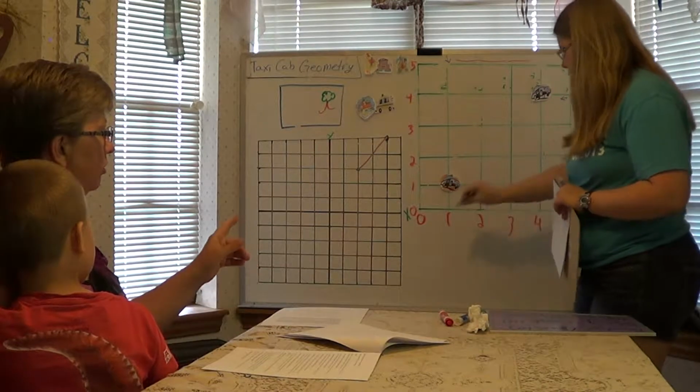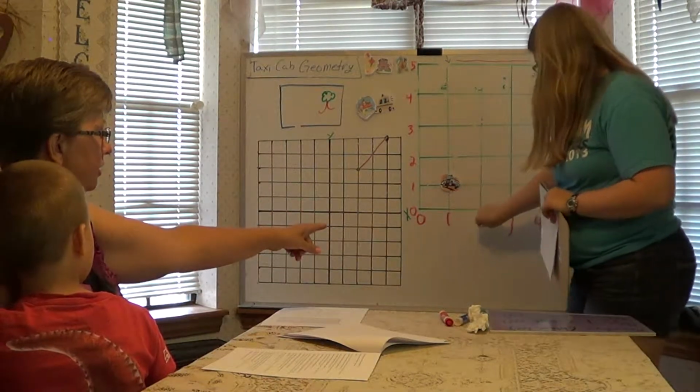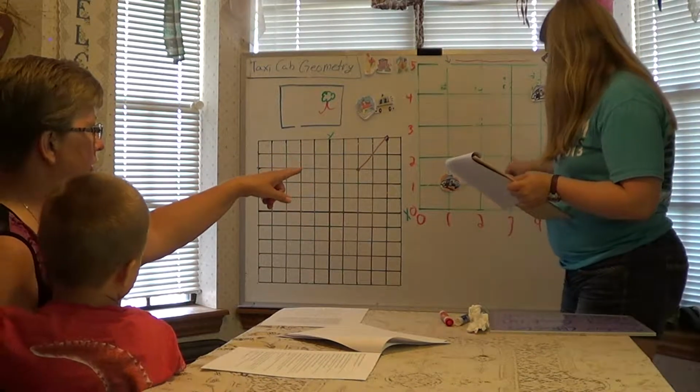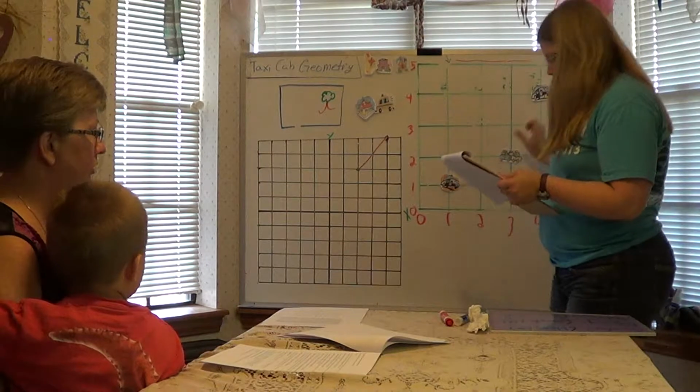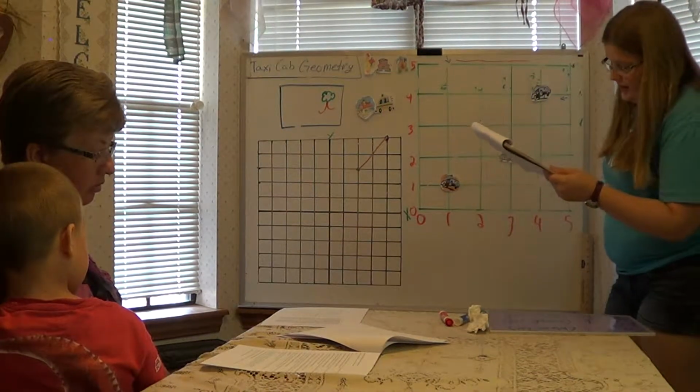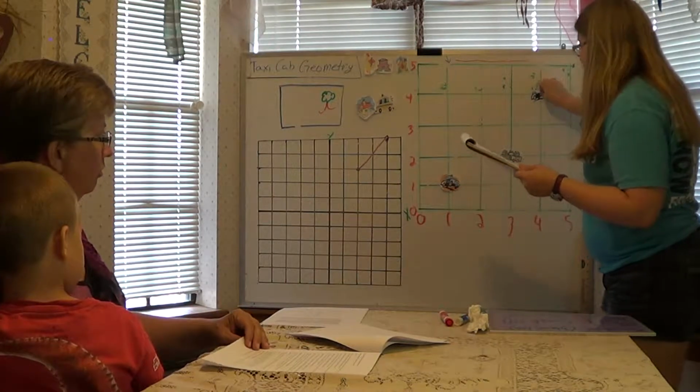You're gonna go over 3 on the x-axis. 1, 2, 3. And then up 2 on the y. So there? Yes. Okay. So the first police car has coordinates of 2, 0. Can you tell me how to find that one?